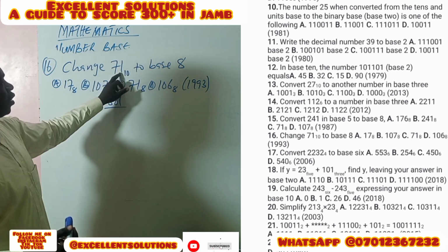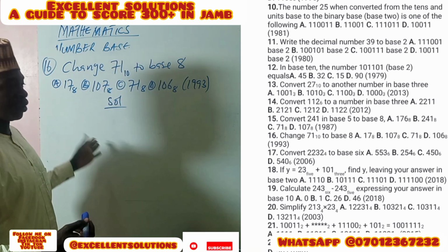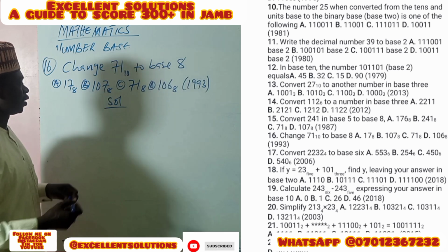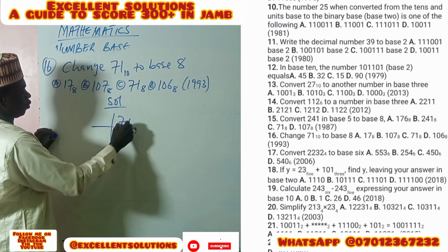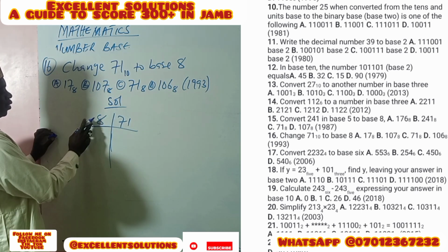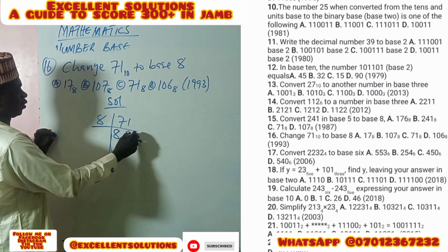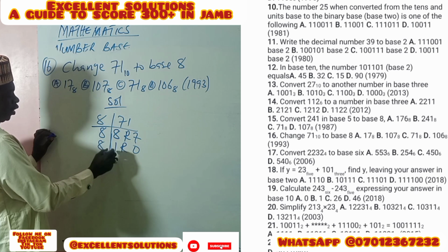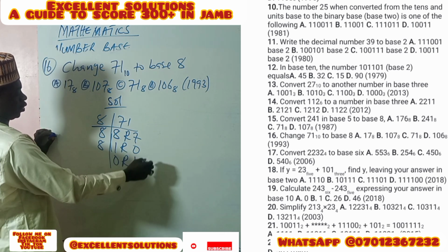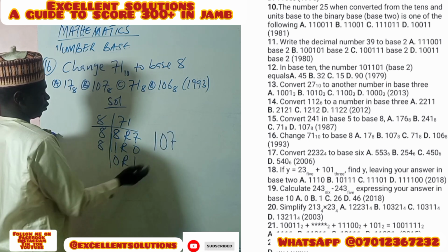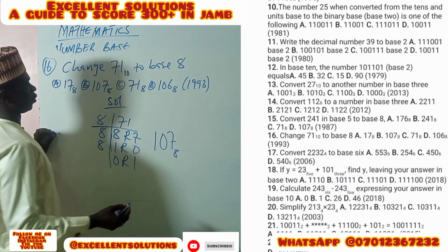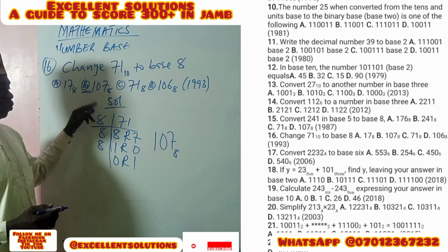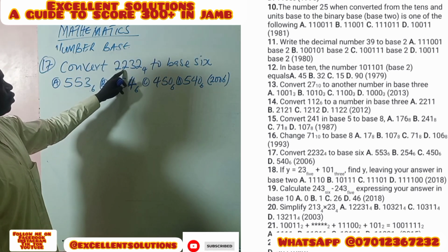Question 16 says change 71 base 10 to base 8. So this is the same as our previous question when converting from 71 in base 10 to base 8. 71 divided by 8, we have 8 remainder 7. 8 divided by 8, we have 1 remainder 0. 1 divided by 8, we have 0 remainder 1. So here we are going to have 1, 0, 7. We take it downward, base 8. If we look at our options, option B, we have 107 base 8. The answer is B.